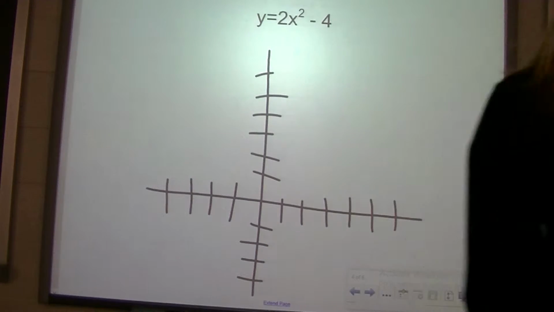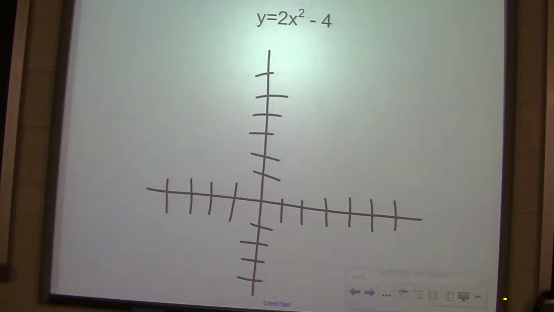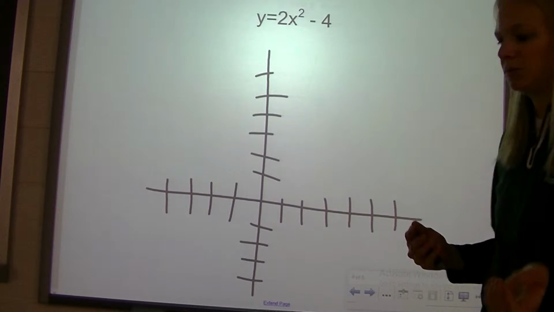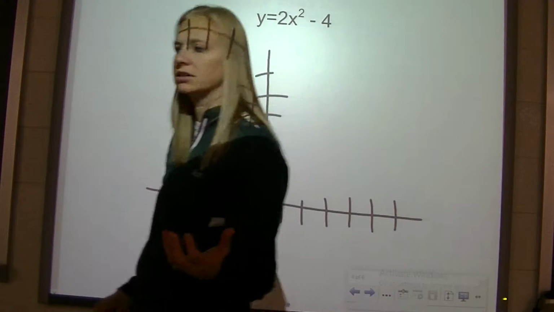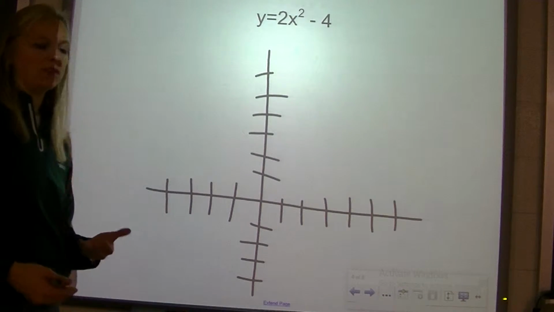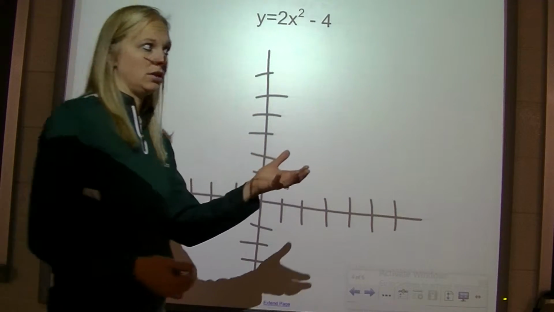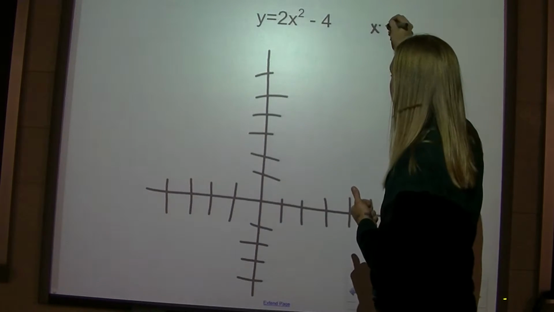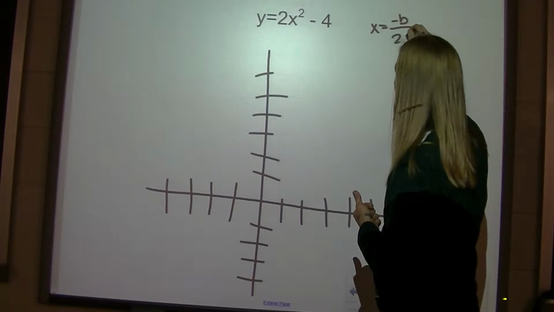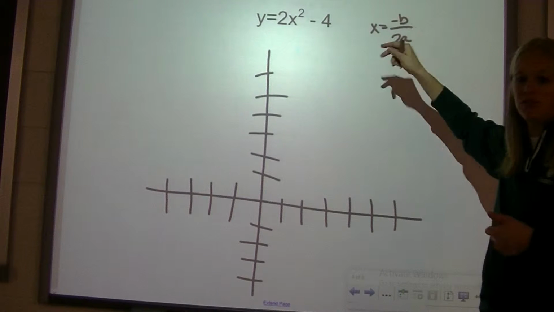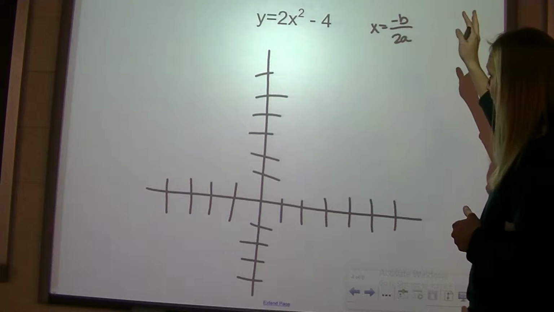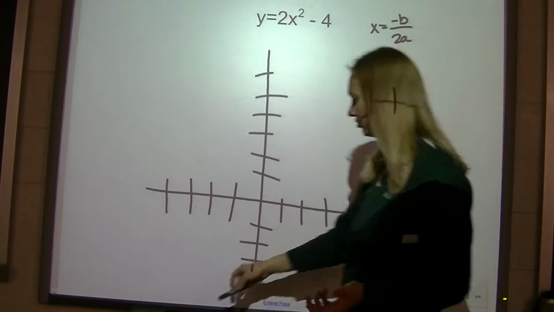Alright, so with this we have y equals 2x squared minus 4. In order to graph this, we need to know the vertex. Just like with an absolute value equation, we had to find the vertex. So with quadratic equations, we also need to find the vertex. Like I showed you, the axis of symmetry is x equals opposite b over 2a. This also gives you the x coordinate of your vertex. So we need to know what each of those terms are.